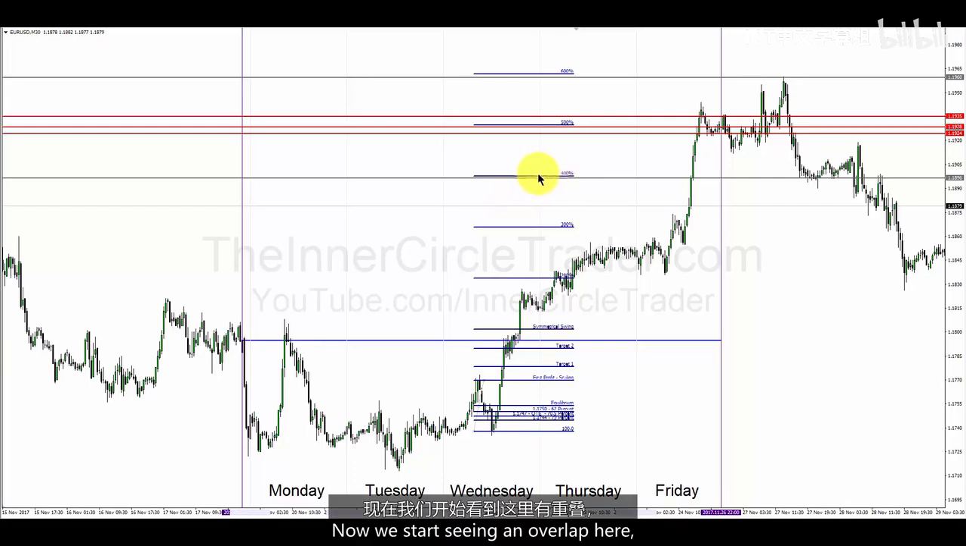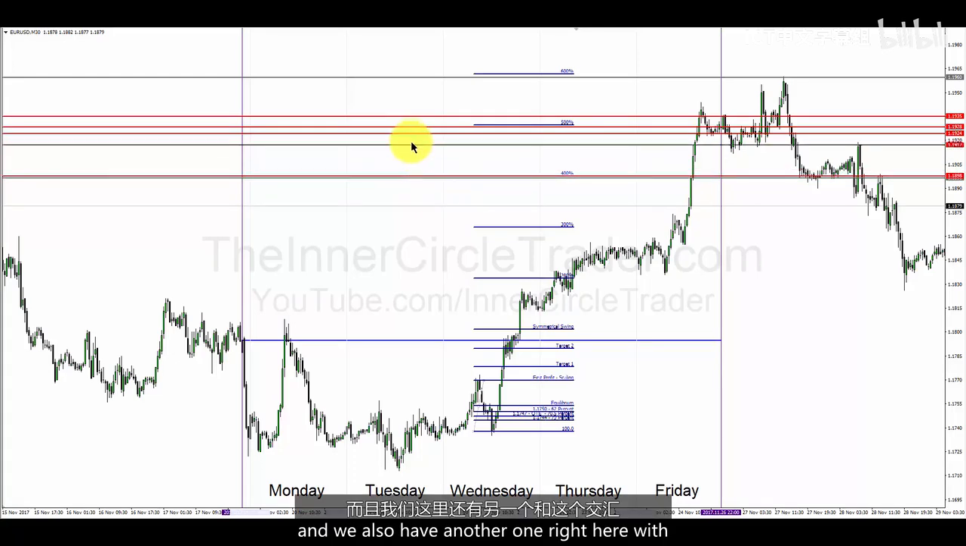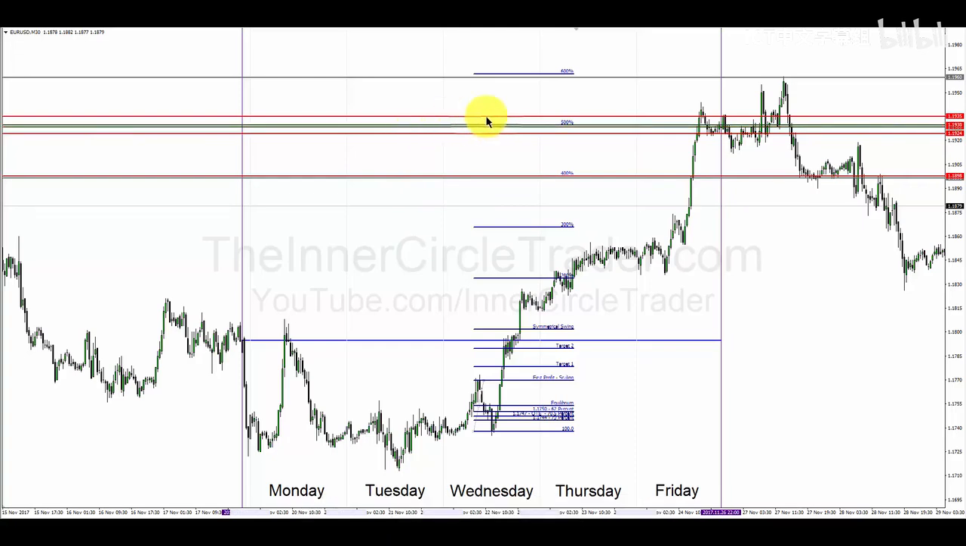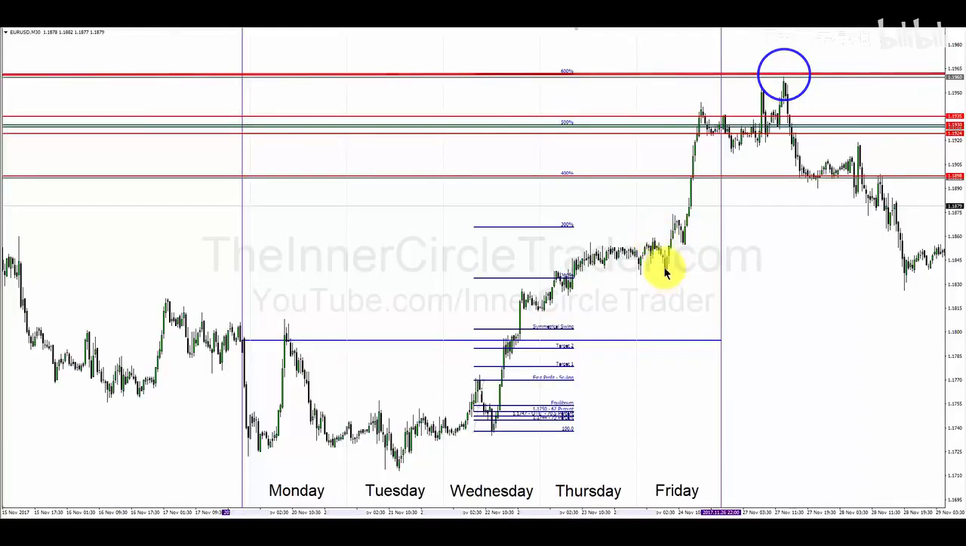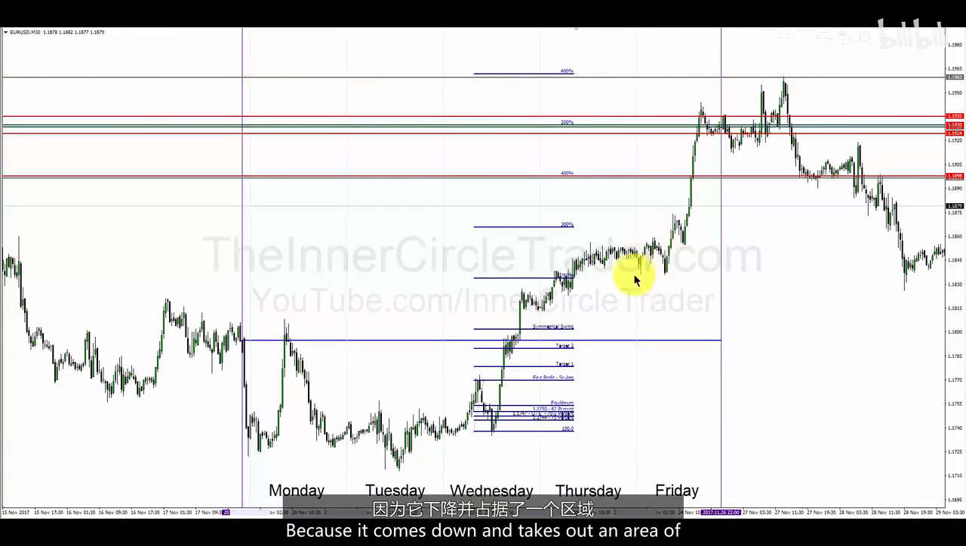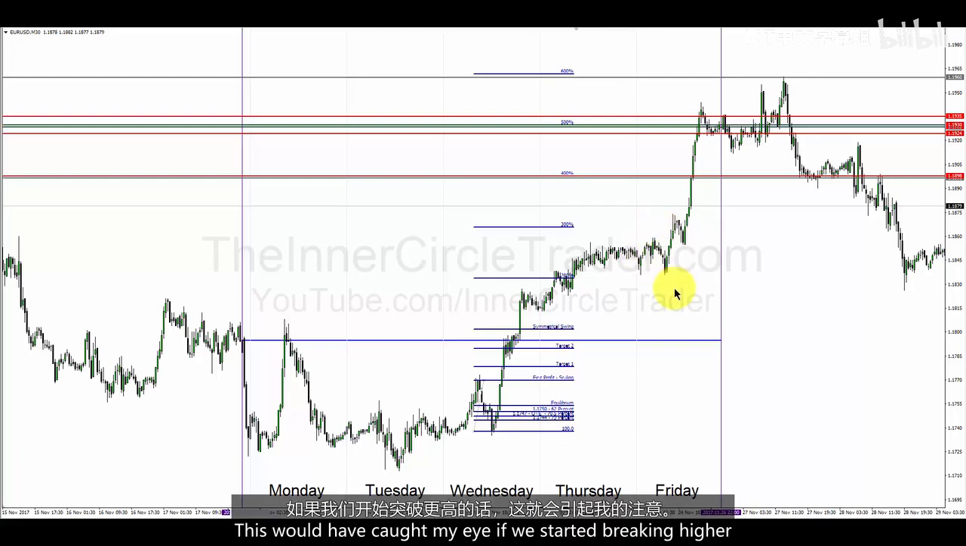Now we start seeing an overlap here. So we have one confluence here at that level. And we also have another one right here with the 500%. Okay, so you can already start seeing the grouping that's occurring right here. This little price swing here, why is this significant? Because it comes down and takes out an area of short-term low, but this is catching my eye. This would have caught my eye if we started breaking higher.